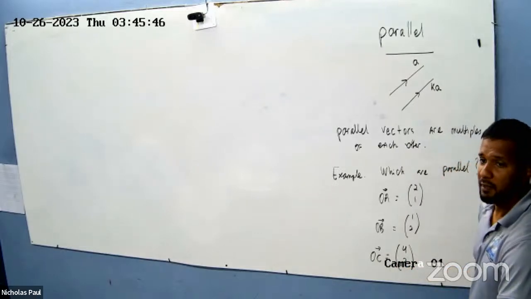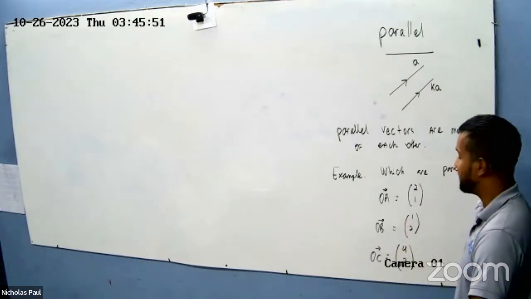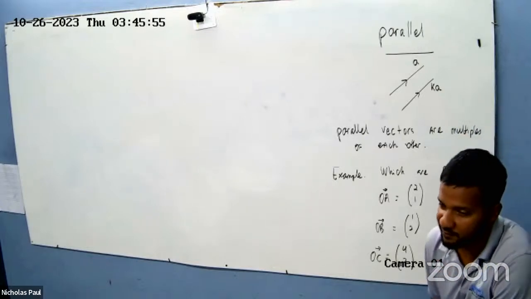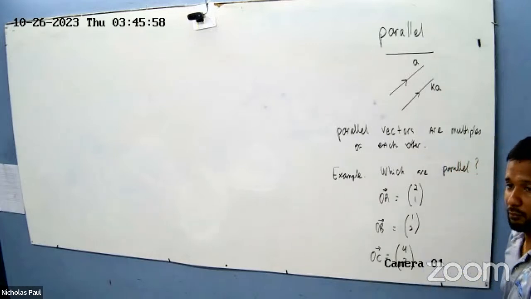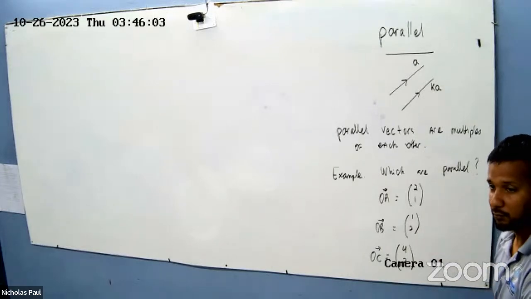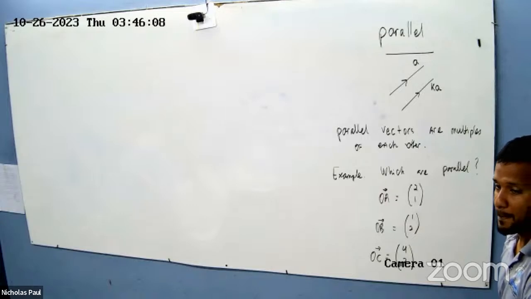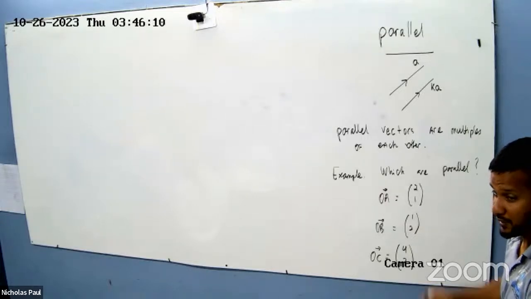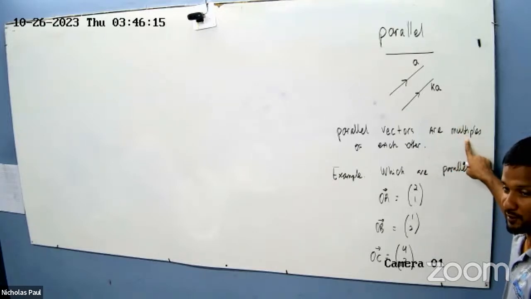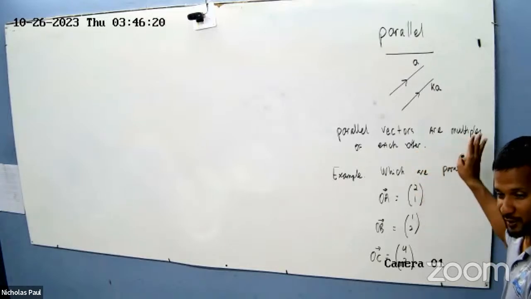If we look here, we have three vectors: OA, OB, and OC. Which of these vectors are parallel? Multiples of each other, this only works when they are multiples.